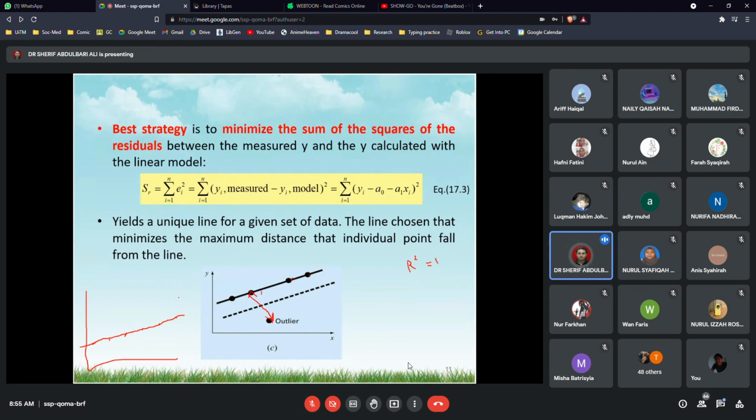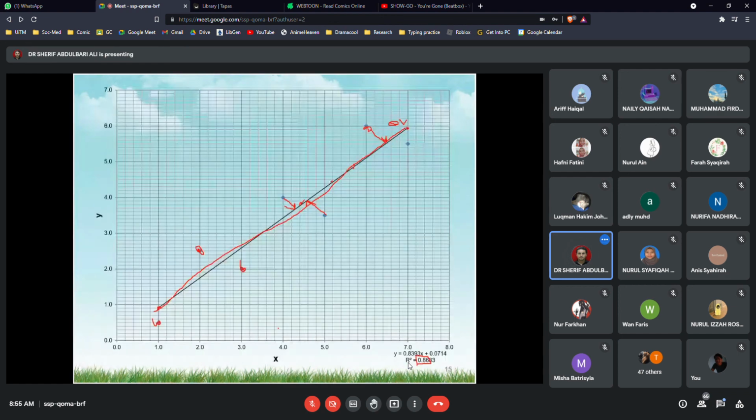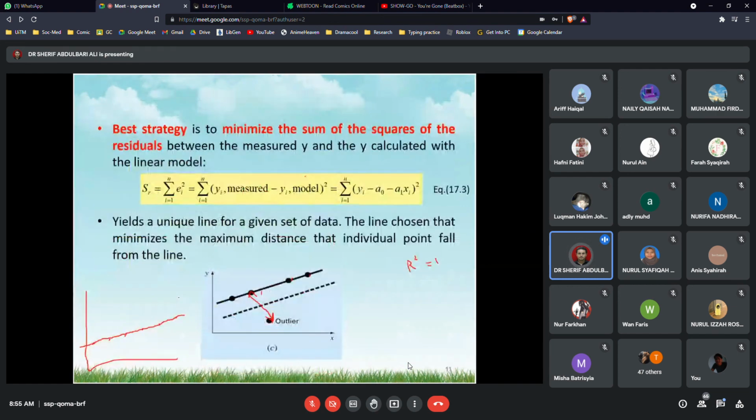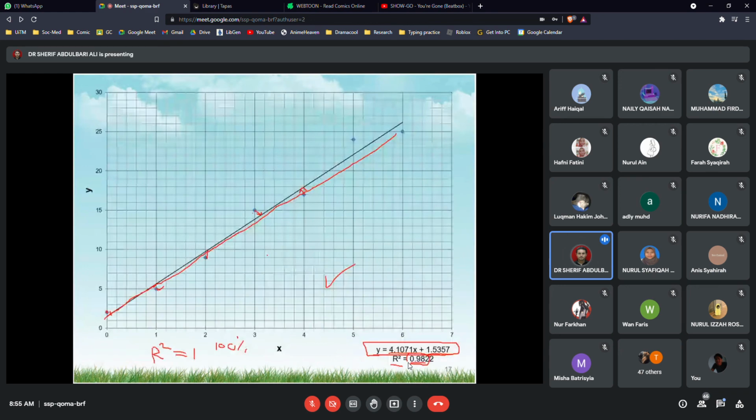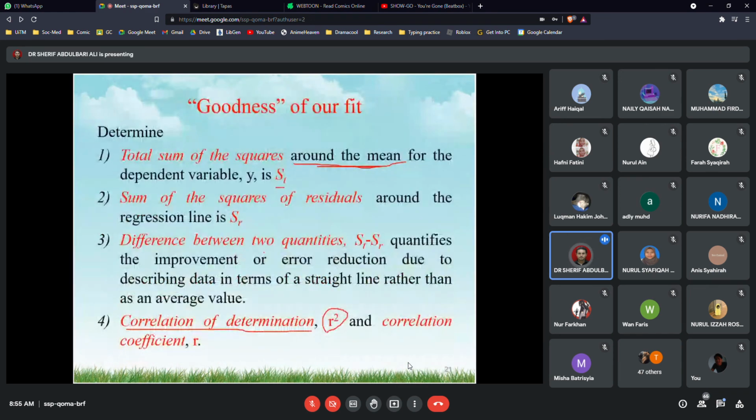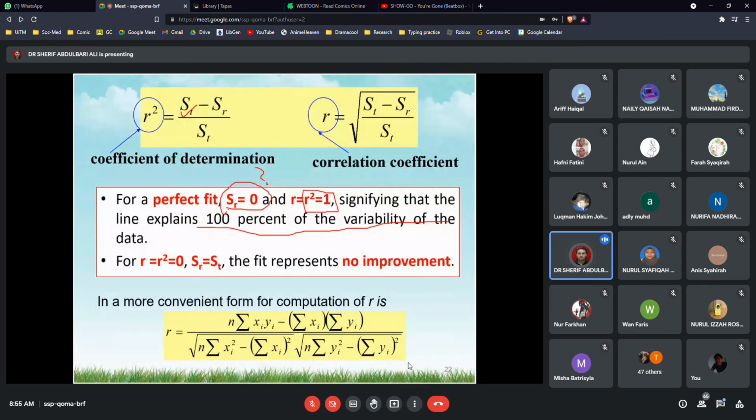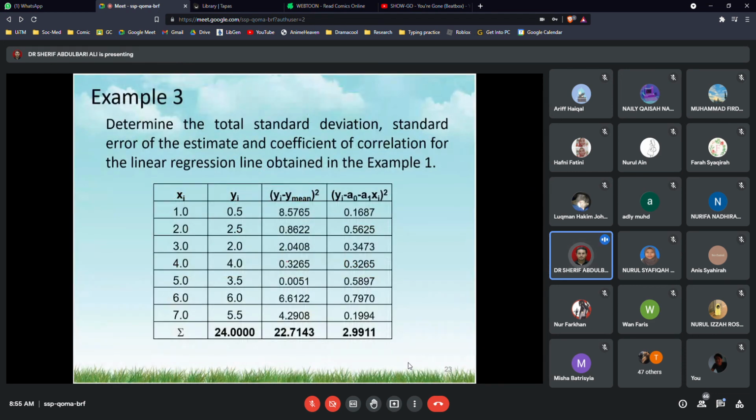Same as in here. If R square here is equal to 1, you are going to see that all these blue dots are exactly on the line. And you remember that the value of SR is equal to the error, the sum of y minus a0 minus a1x, squared. So that's why, if R square is equal to 1, your value of SR is going to be equal to 0. Okay, so now let's try our first example.